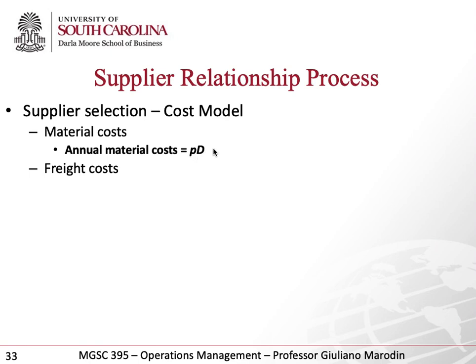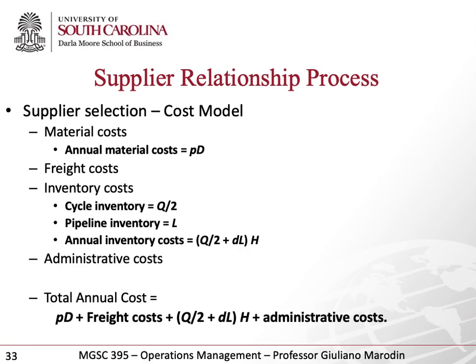So it's similar, or actually the same as the inventory math and other calculations we did. We're also going to add freight costs. Each supplier will have a specific freight cost. We're going to have inventory costs that we're going to calculate, and then cycle inventory, Q divided by 2. So that's average inventory level. If you remember anything from chapter 9, it should be that Q divided by 2 is average inventory level.